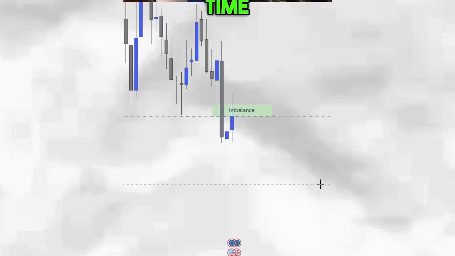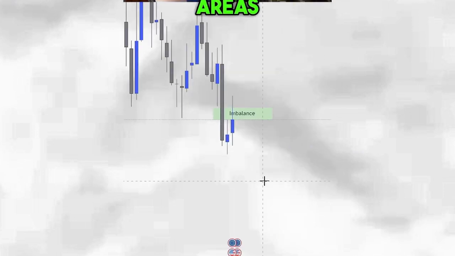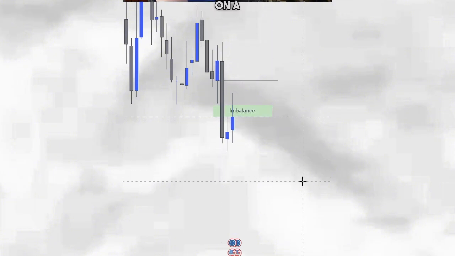Let me simplify how you can consistently find entries like this and entries like this. Go to a higher time frame and identify key areas, such as areas of imbalance and order blocks. Once you have those areas and you have a bias, which in our case here is bearish because we're reacting from this imbalance as we speak, you can then go and hunt setups on a smaller time frame.